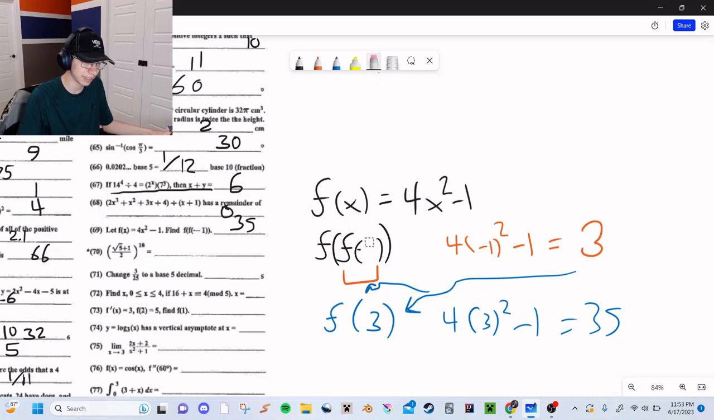Alright, so if I had f of 2, what I would do is I plug in 2 and I get 15, right? So I get 15 here, then I plug it in, so I'm doing f of 15, and from there I get 4 times 225, which is 900, minus 1, that would get me 899.